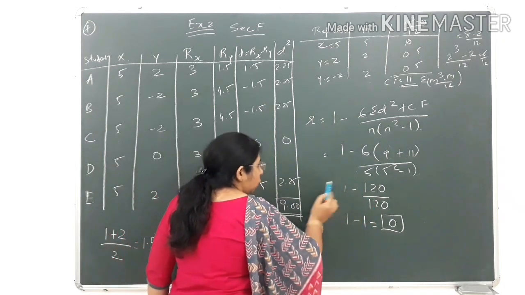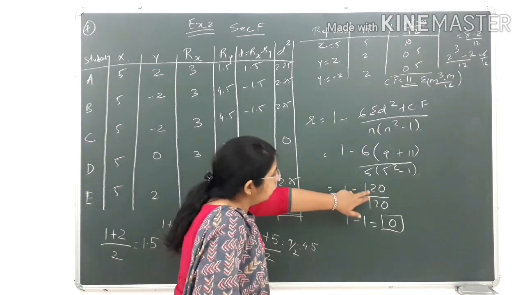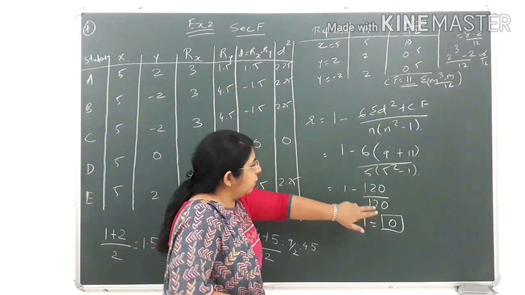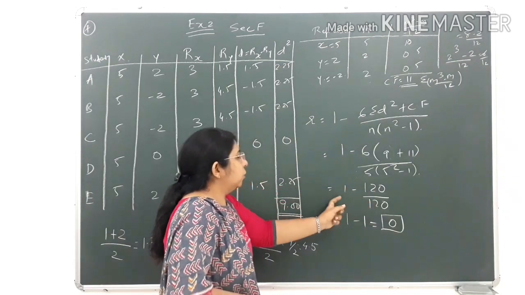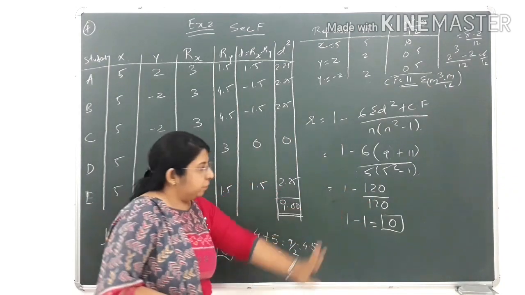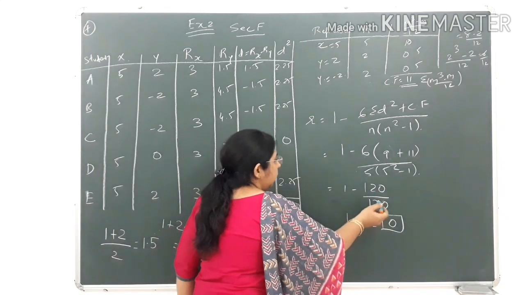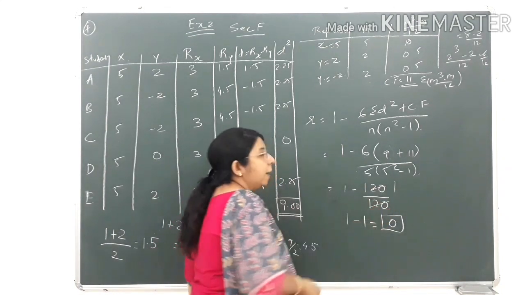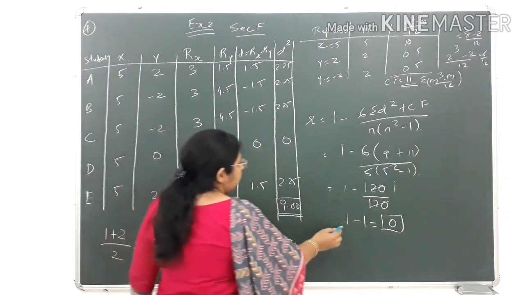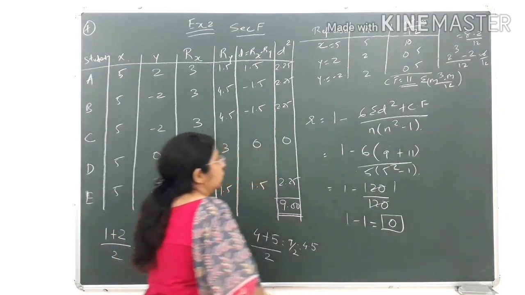Students, you don't have to do cross multiplication. First of all, divide the numerator by the denominator, and whatever answer comes of it, that you have to subtract from 1. Okay, so here 120 divided by 120 would come only 1. So 1 minus 1 is equal to 0.